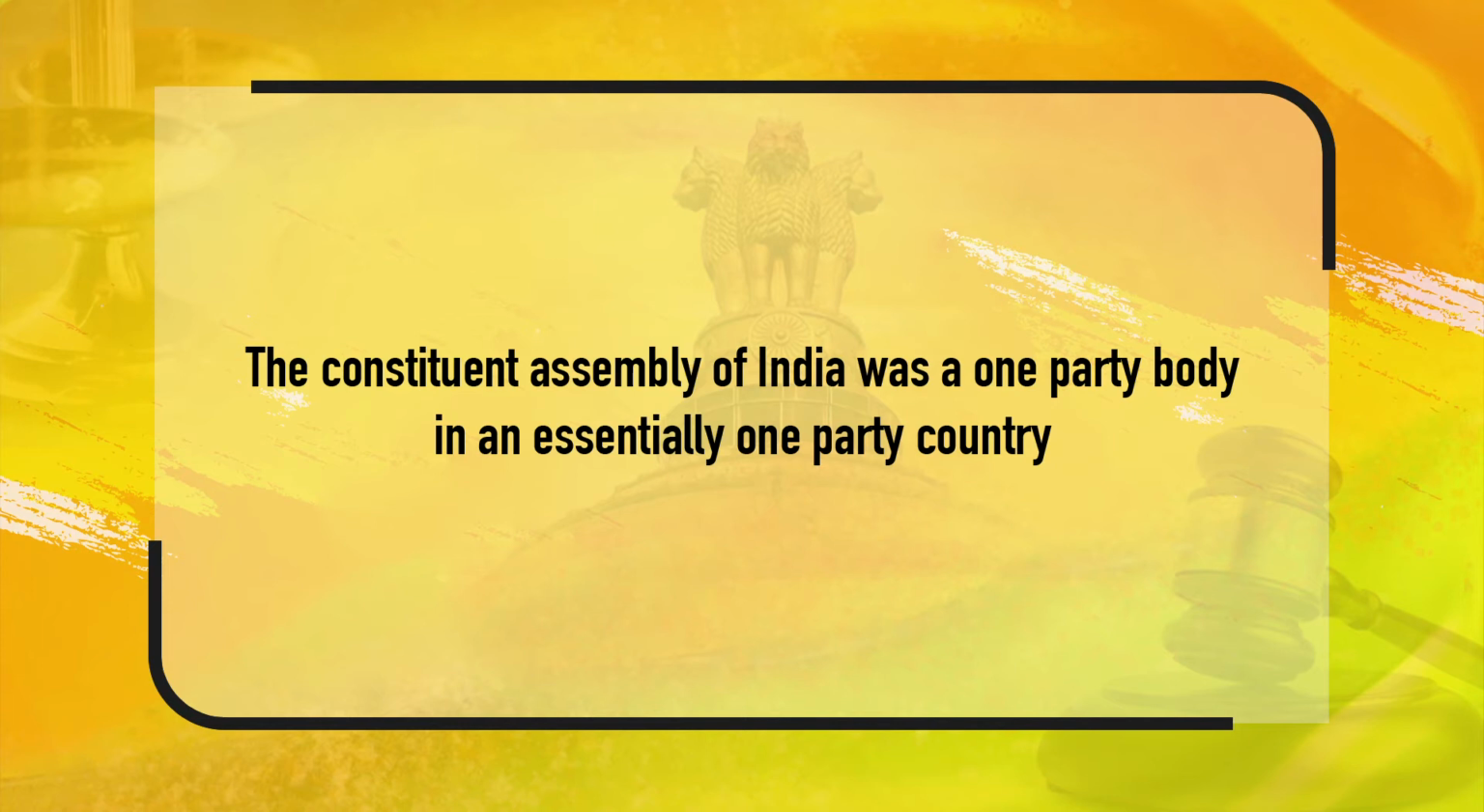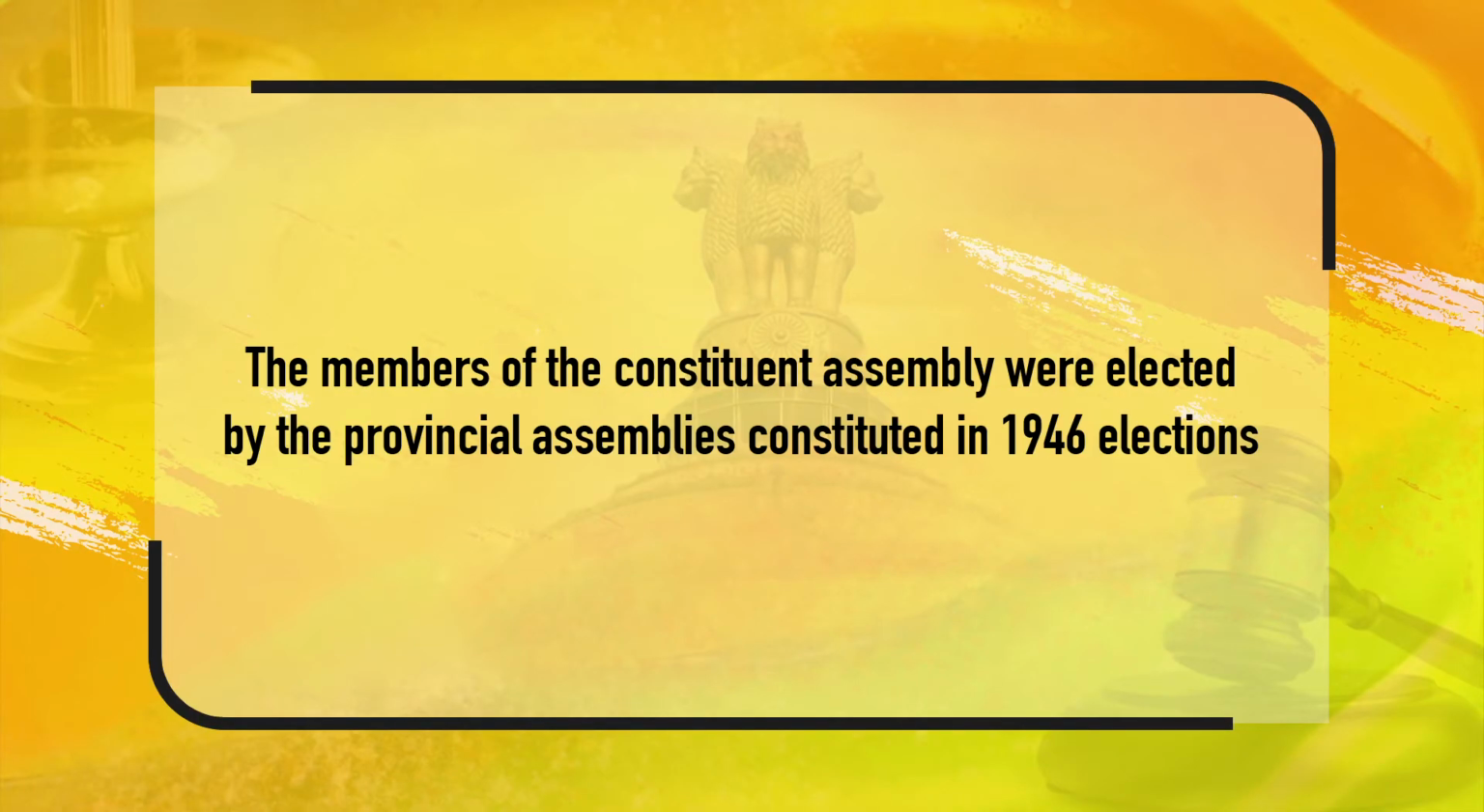The Constituent Assembly of India was a one-party body in an essentially one-party country. The Assembly was the Congress and the Congress was India, as written by Austin. As stated earlier, the members of the Constituent Assembly were elected by the provincial assemblies constituted in 1946 elections. The Congress had formed government in 8 out of 11 British India provinces and had won 58% seats, that is 925 out of 1585 seats.